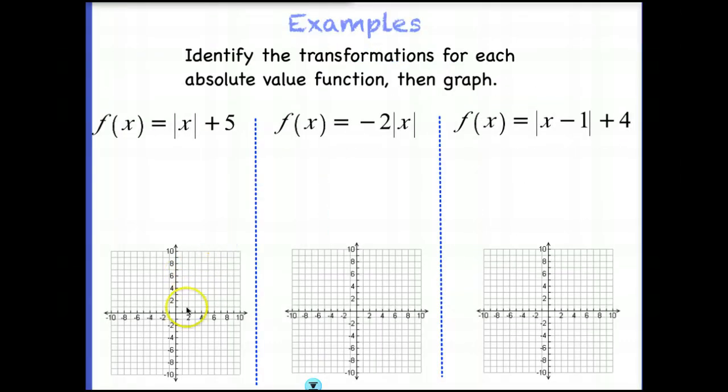All right, so to finish this off, we'll try 6 examples. We've got these 3, and what we want to do is identify the transformations first, and then graph. So looking at this, I'm just going to look where the numbers are, because I know those will be transformations. We have a 5 on the end, so all I know is that it's a plus 5, so I'm going to shift up 5.